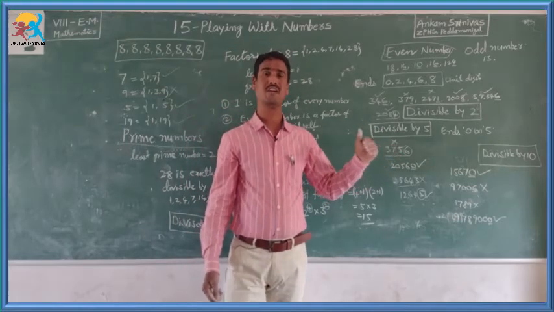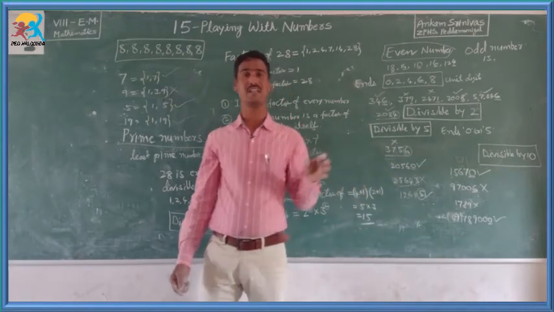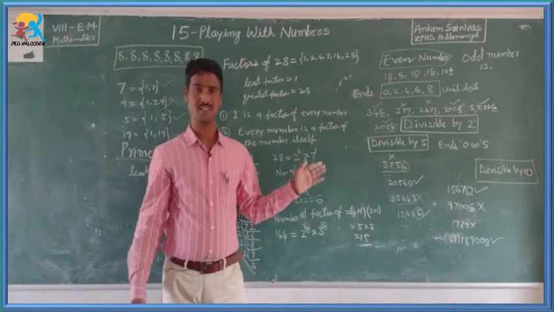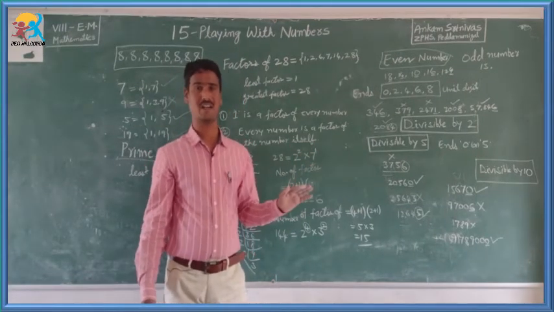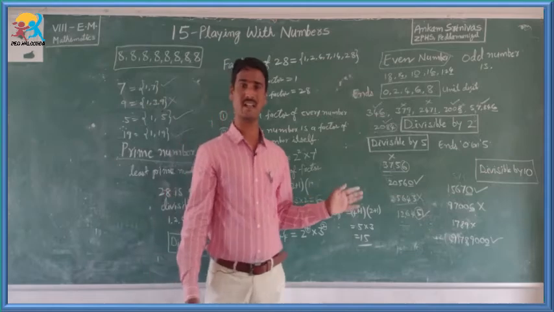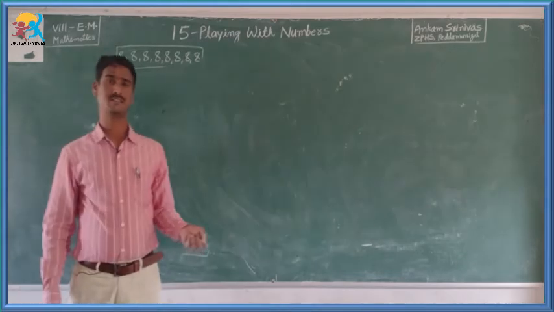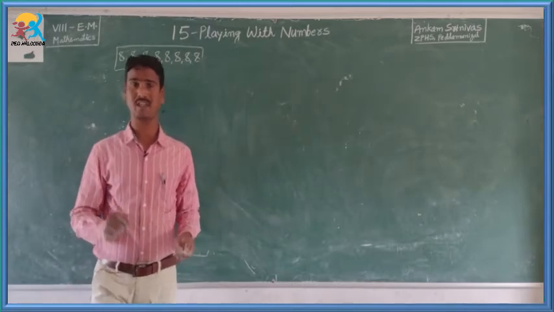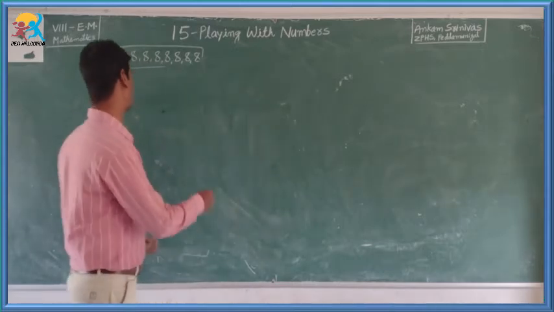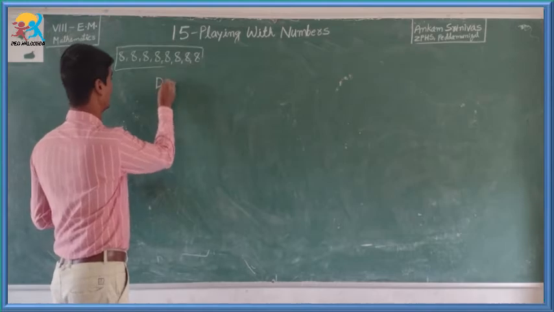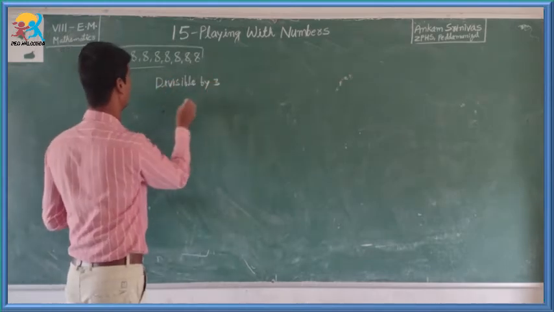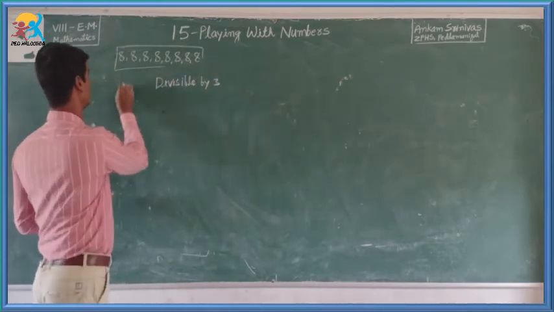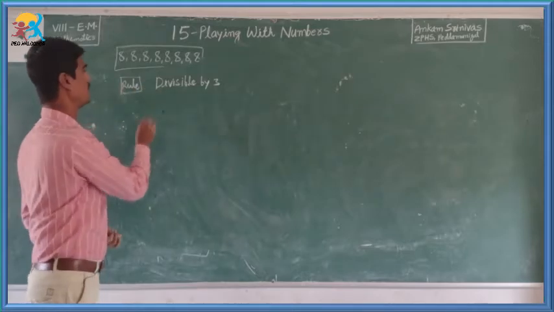Next, we are going to learn how to check whether a number is divisible by 3 or not, whether divisible by 9 or not. Let's check whether a given number is divisible by 3 or not. So, we are going to learn the rule for divisibility by 3.